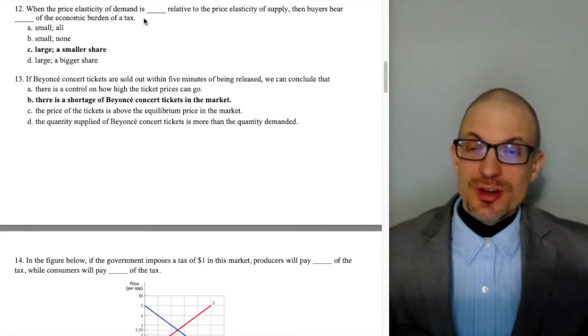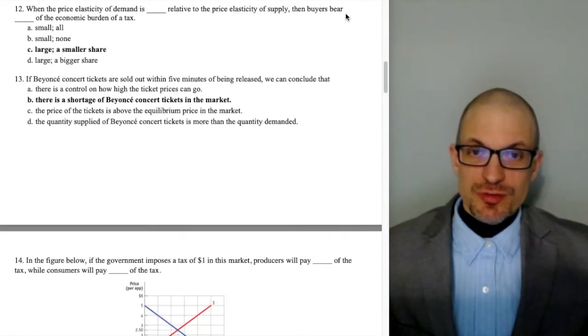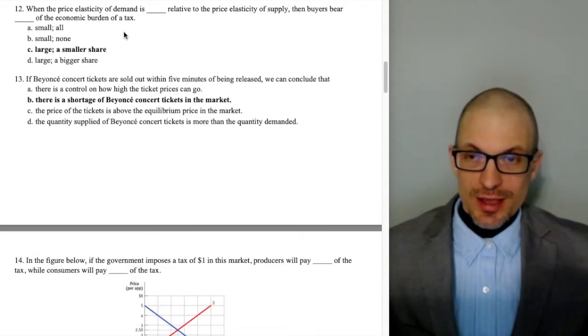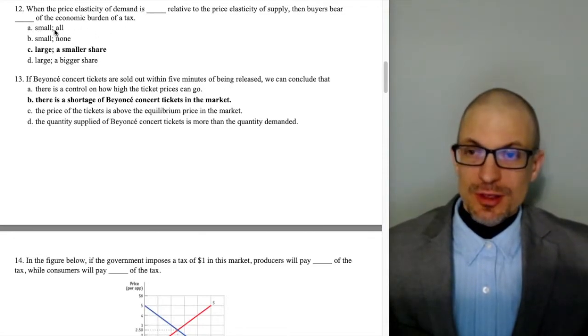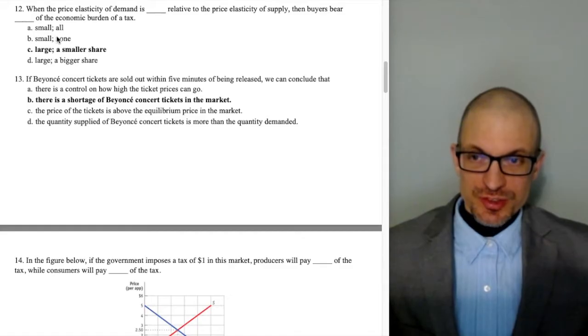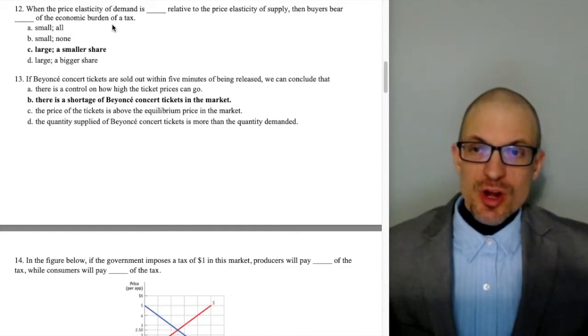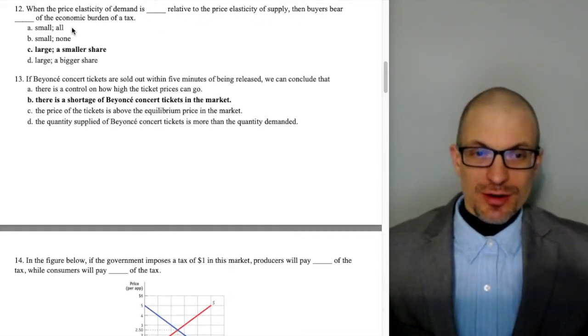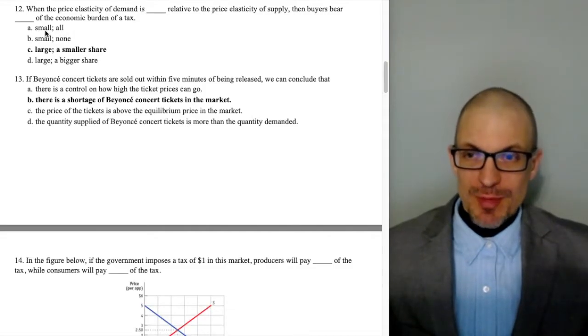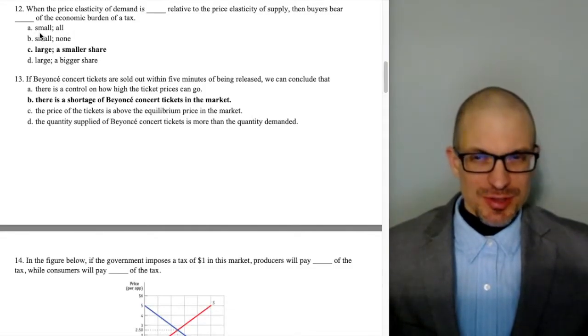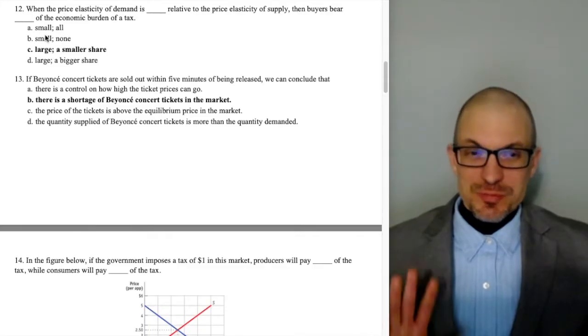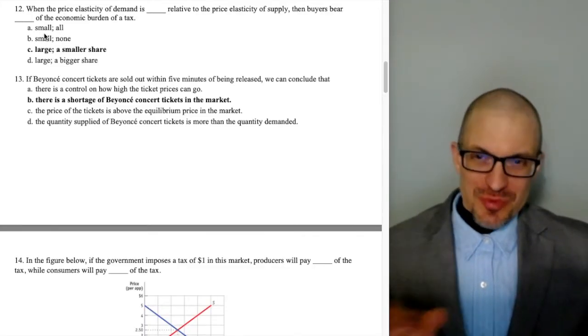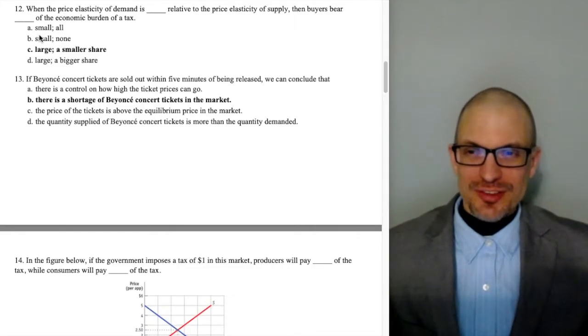The price elasticity of demand is blank relative to the price elasticity of supply. Buyers bear blank of the economic burden of the tax. So we know it's not A because it says small and all. If the buyers are bearing all of the tax, we need a vertical demand curve. We need perfectly inelastic demand. So not just small, it's got to be 0, right? It's specifically 0. So not just relative to supply, its price elasticity has to be 0. It has to be a vertical demand curve.